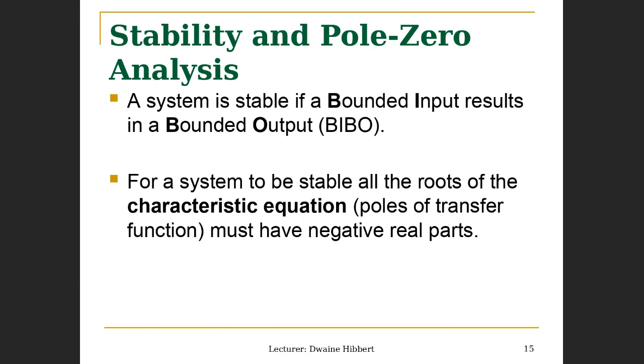So let's just look at a simple definition for stability. That definition says that a system is stable if a bounded input results in a bounded output. It's called the BIBO stability. BIBO: bounded input, bounded output. In other words, if you apply a finite input signal to your system, the system should respond with a finite output signal. If it does that, then the system is stable.